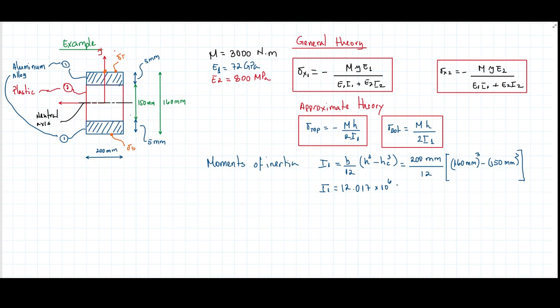12.01 something times 10 to the power of 6 millimeters. And then this is millimeters to the power of 3 times millimeters to the power of 4, like this. Yeah. And we mark this result as a partial result.